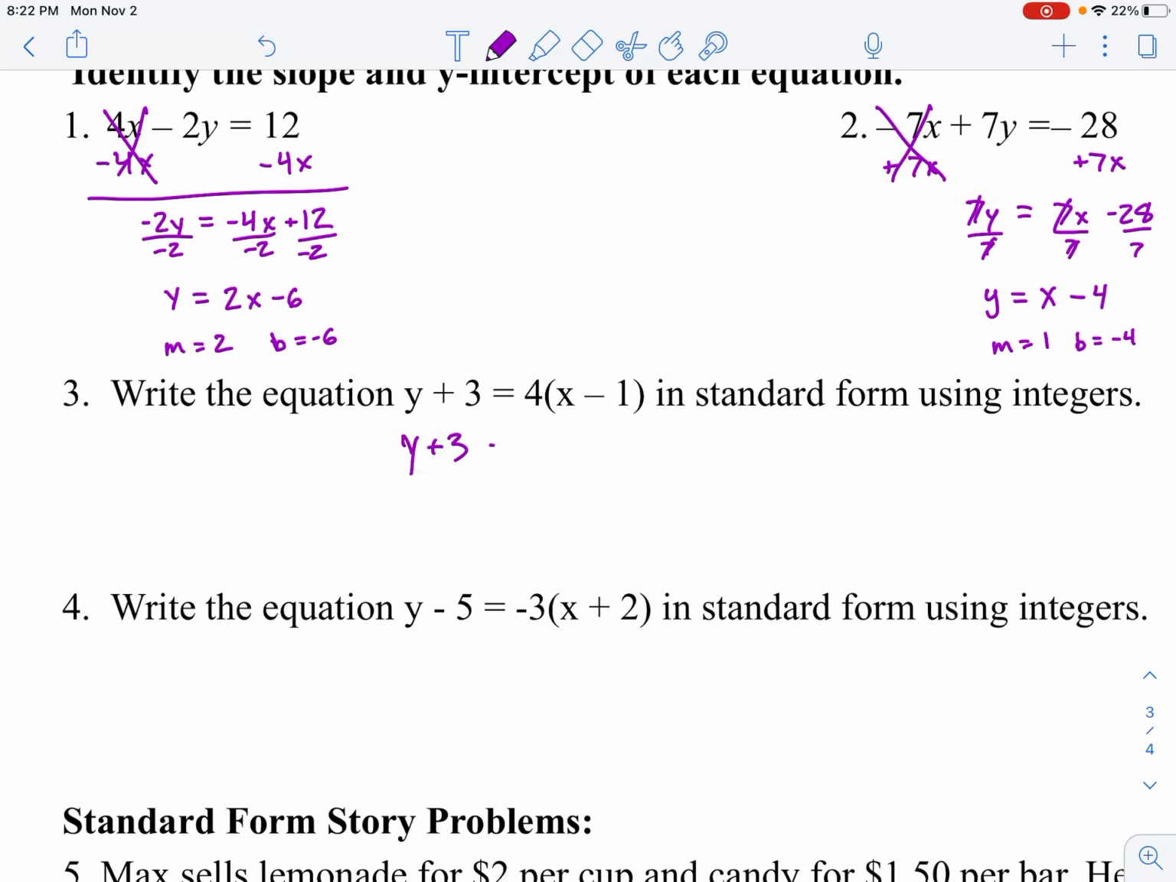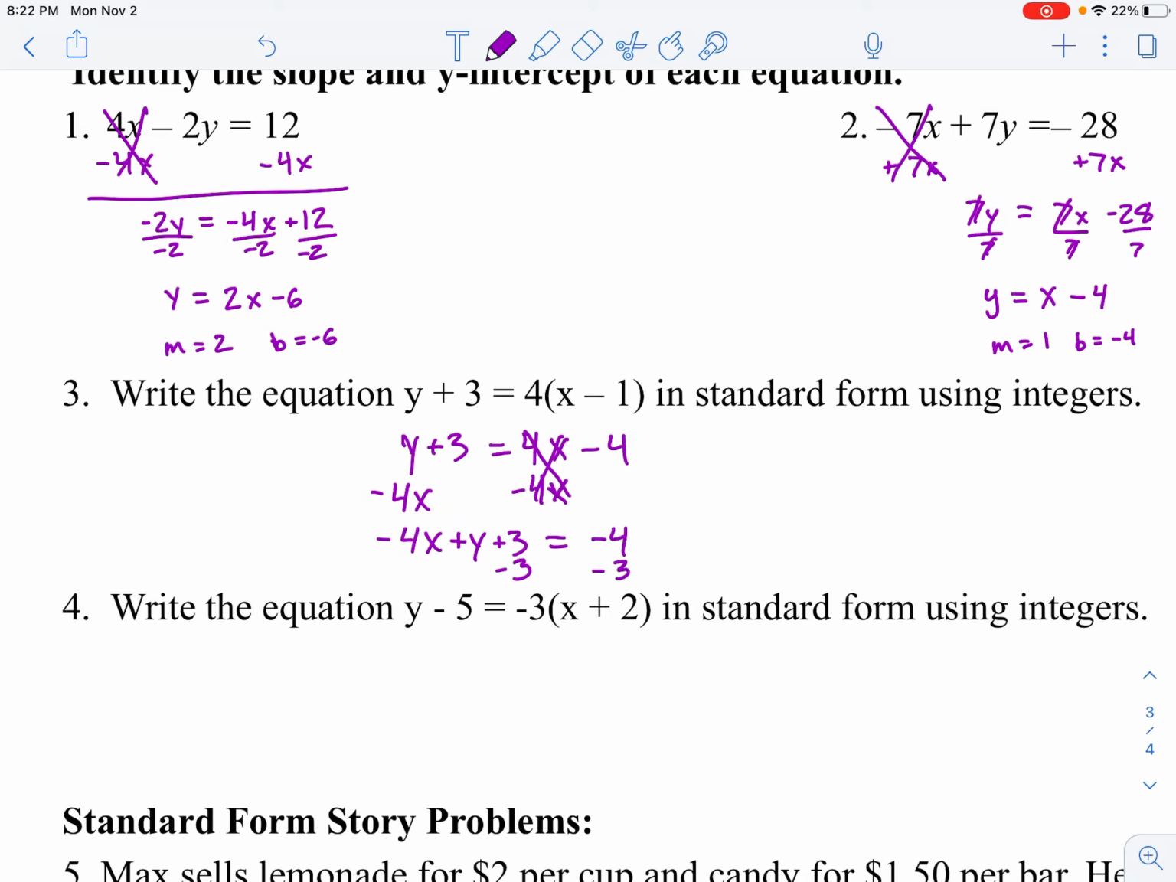So let's do that. y plus 3, I'm going to bring that down. We'll have 4x minus 4. Okay. I'm going to move the 4x over to the left side, so I'll say minus 4x on both sides. So now we'll have a minus 4x plus a y plus a 3 all on the left-hand side. And since those cancel out, we're left with just a negative 4 over there.